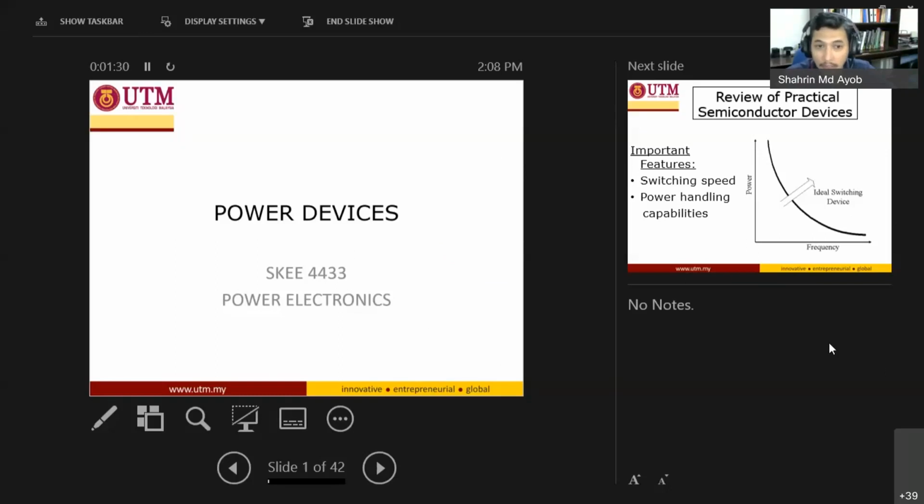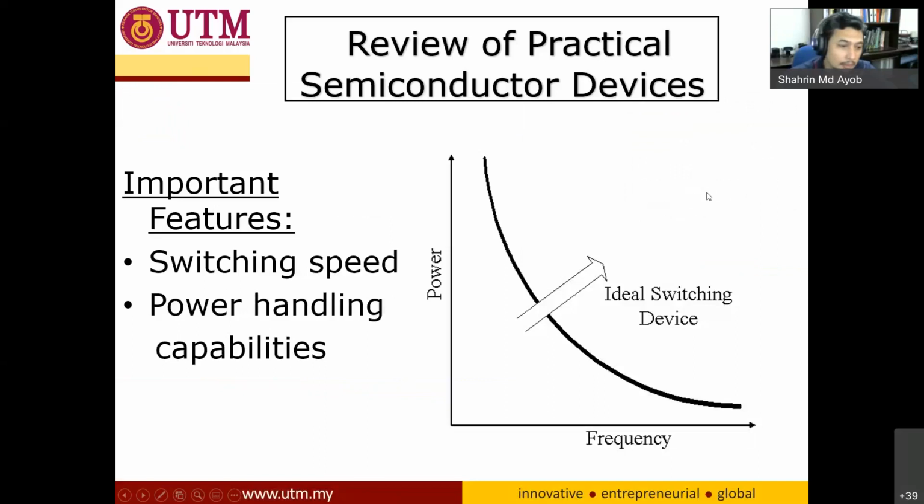As mentioned before, in power electronics, the device that we use is what we call the semiconductor device. A semiconductor device can be a diode, a thyristor or SCR, or a transistor. These are the three main electronic components that make up the important part inside the power electronic circuit.